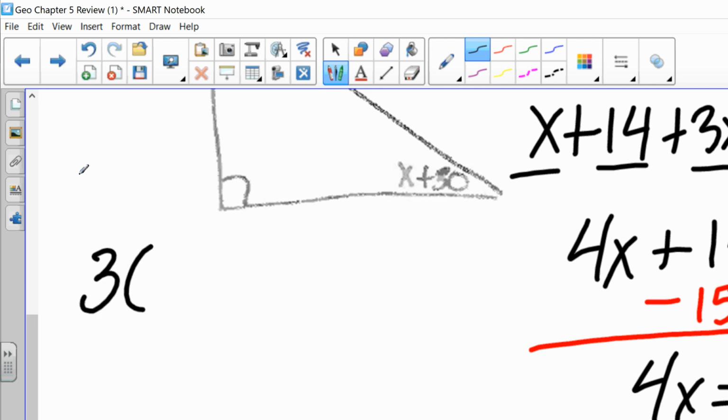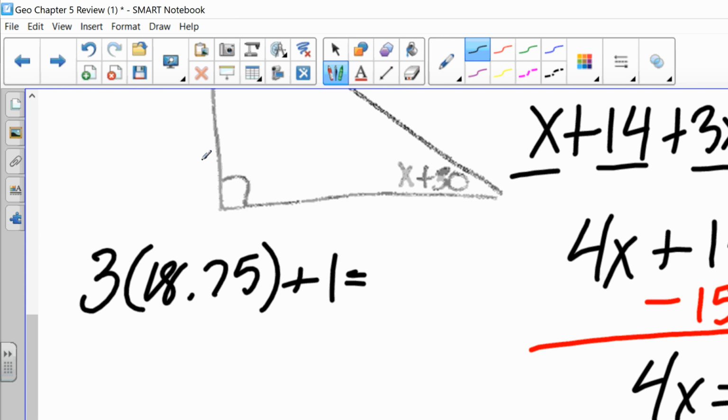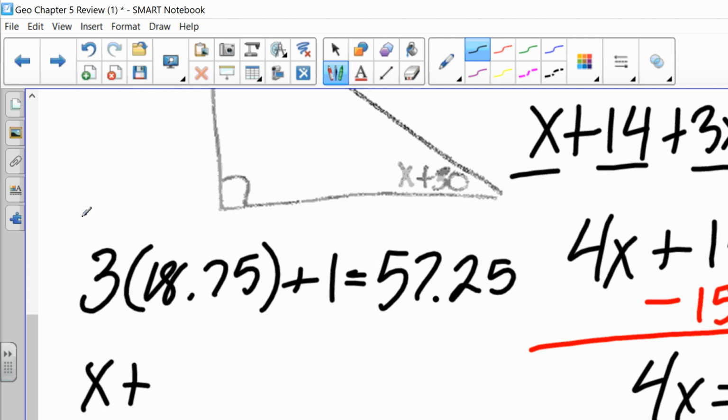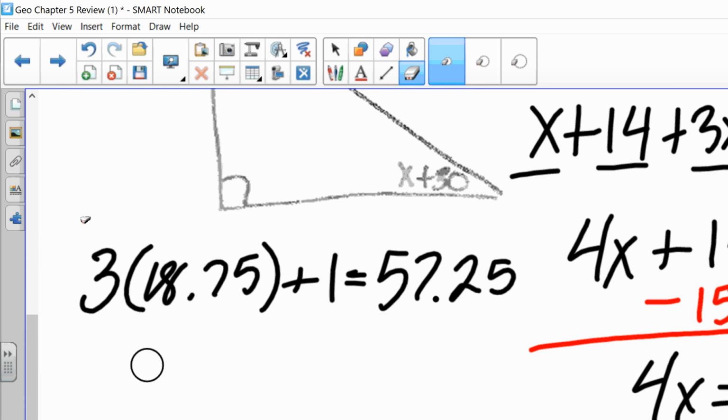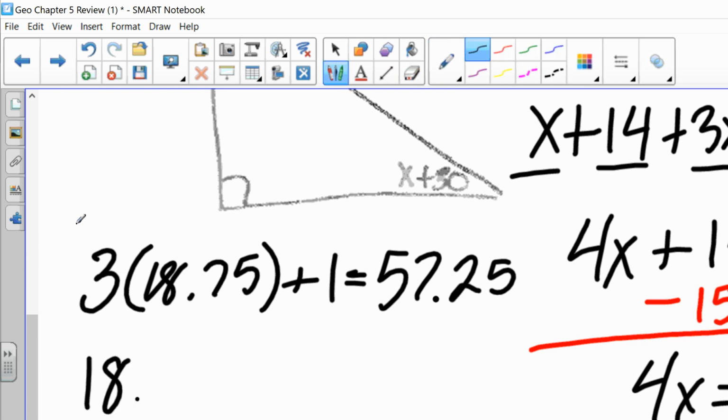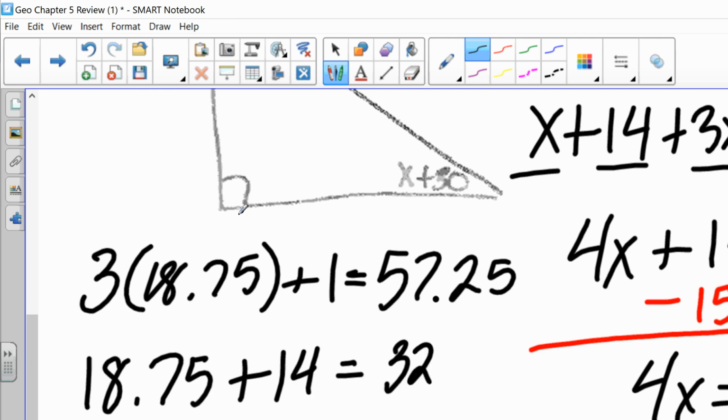Now, we're going to take 3x plus 1, so we'll have 3 times 18.75 plus 1. Now, at this point here, I would just type that straight into the calculator. Because, I mean, we could do 3 times 18.75 and then add 1 to it. What would we get? 57.25. Now, the other one is 18.75 plus 14, and this gives us 32.75. Any questions on how we got these here?